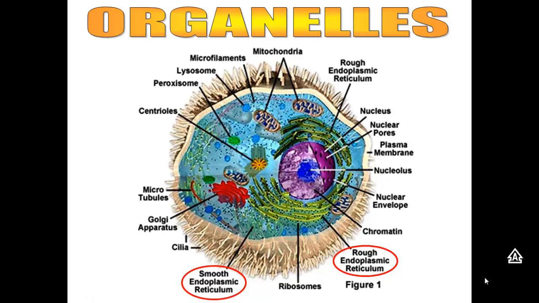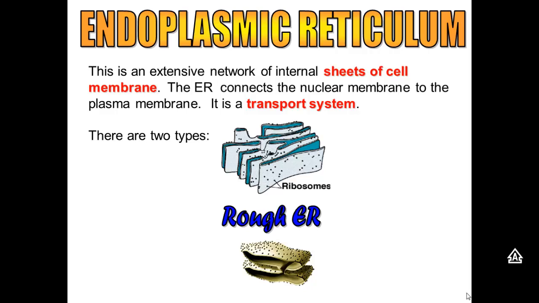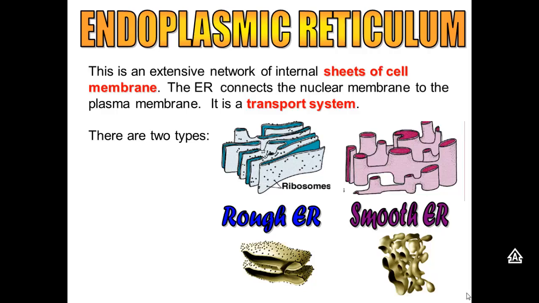Welcome to our second part of our discussion of cell organelles. We're going to start this discussion with the rough and smooth endoplasmic reticulum. The endoplasmic reticulum is basically sheets and sheets of cell membranes, and it is a transport system that helps to transport proteins and hormones. There's two types of ER. There's the rough ER, which is covered with ribosomes, and the smooth ER, which does not have any ribosomes, and they both have very different functions in the cell.